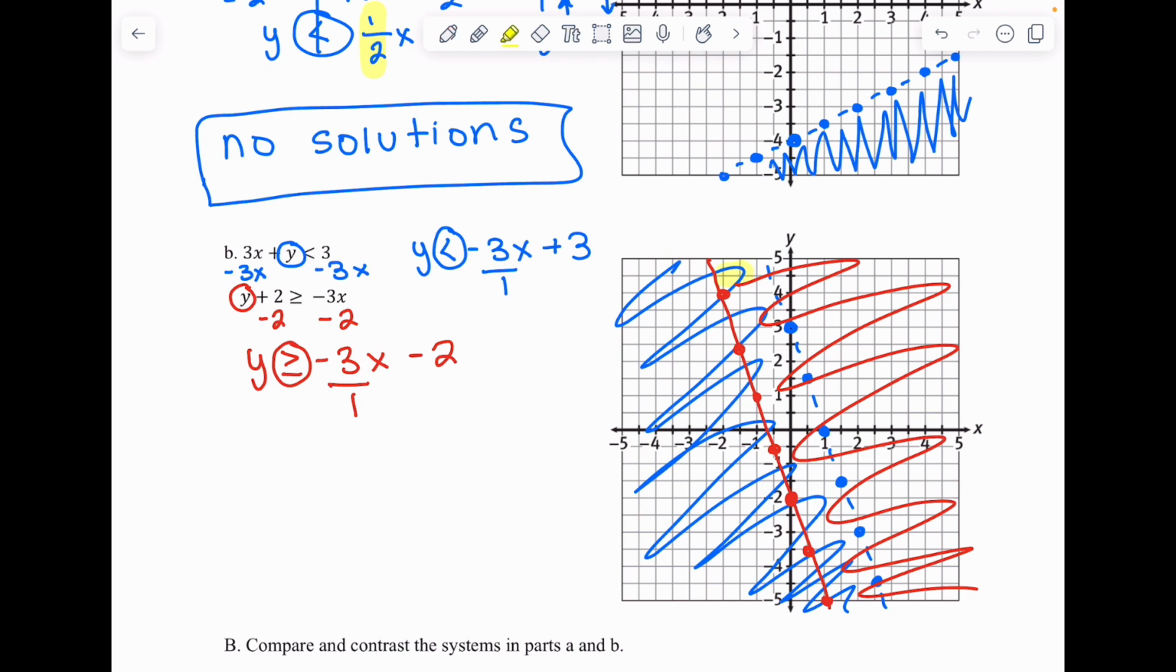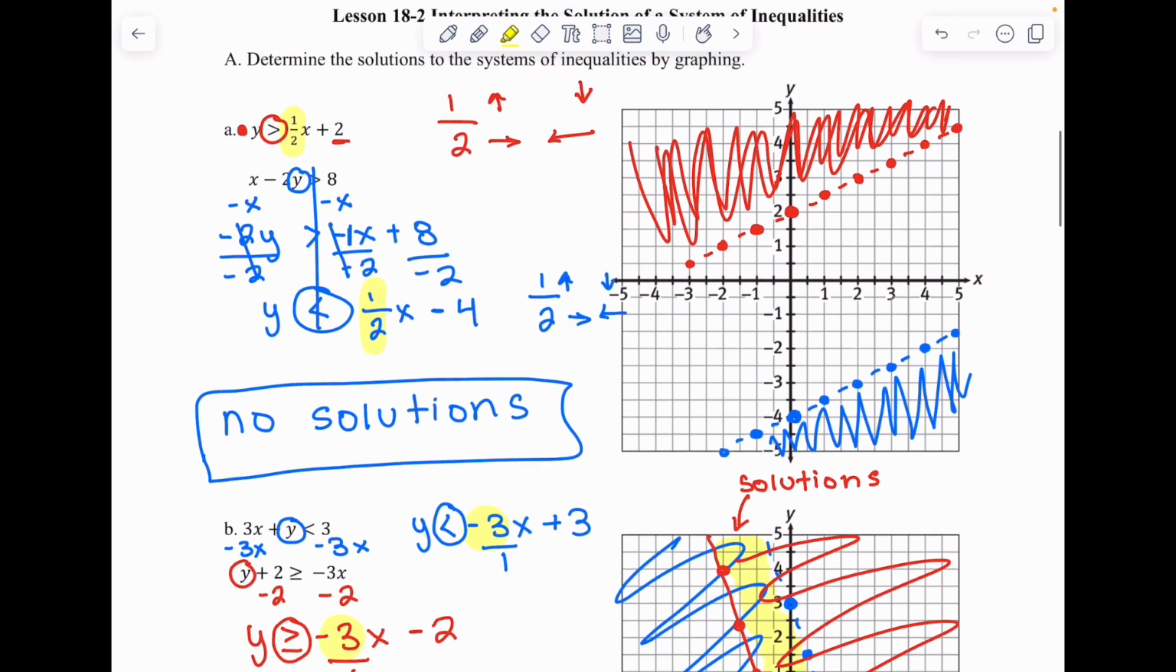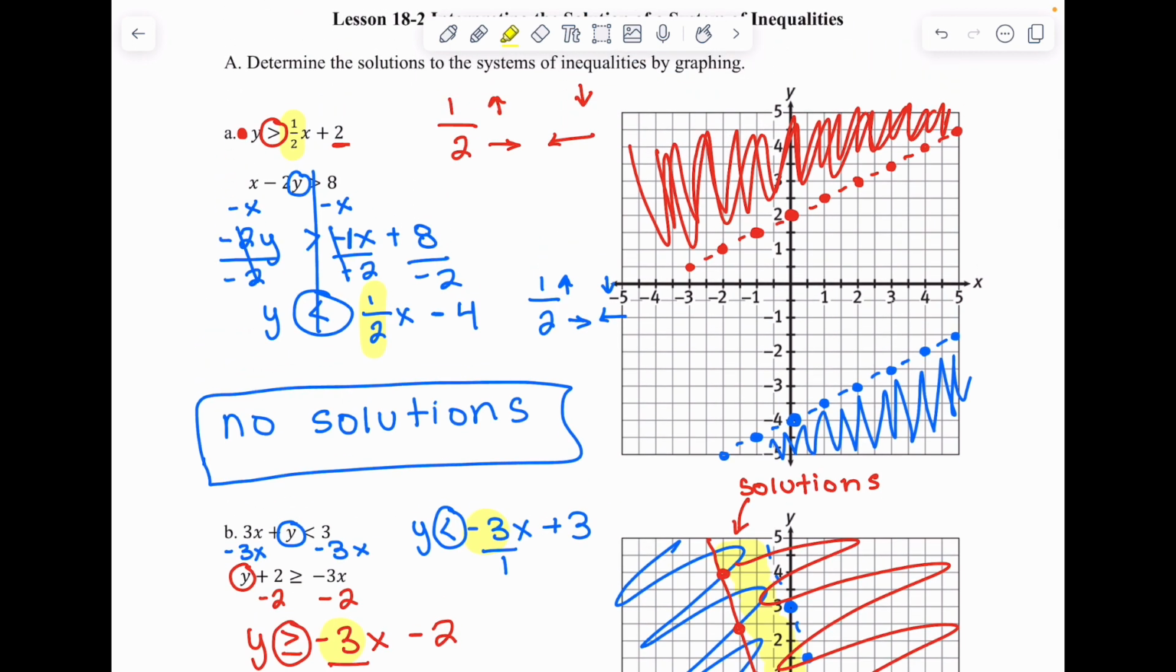And then I can see that my shadings overlap in between the two boundary lines. And so that means that this is where the solutions are to my system of inequalities. And if you notice, once again, I have parallel boundary lines because these inequalities have the same slope. But this time I have solutions because the shadings went towards one another. In the first example, I had parallel boundary lines, but the shadings went away from one another.